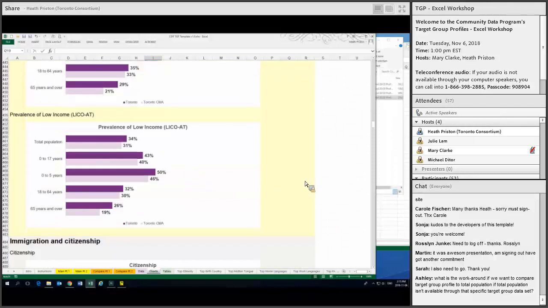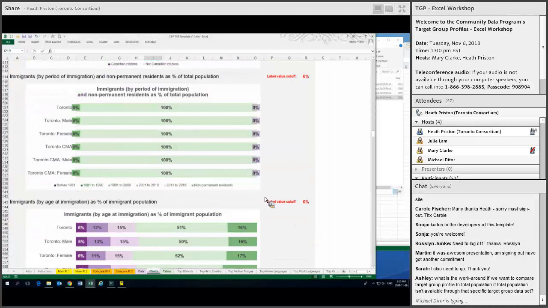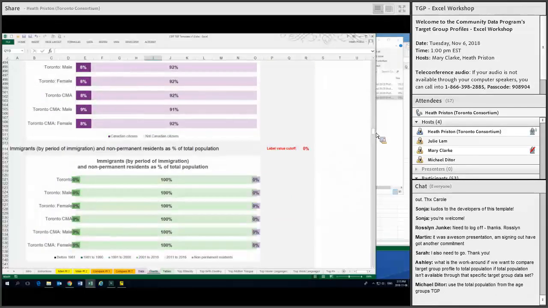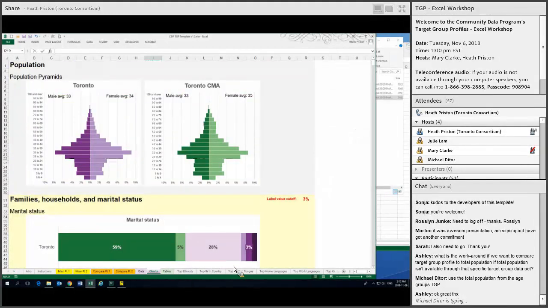But when we look at the economic family income decile group, we see that same kind of distribution, obviously heavily weighted towards the low end of the income deciles. And there's your prevalence of low income rates. We're seeing higher rates of low income for newcomers within the city than the region under both of those measures, LIM and LICO there.